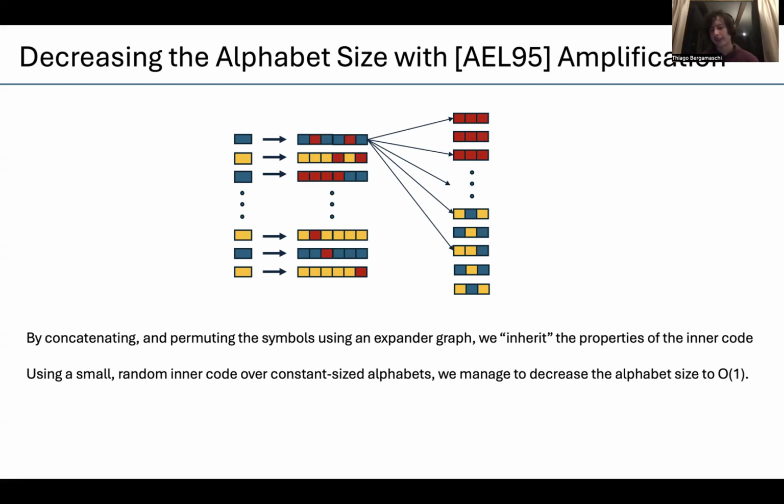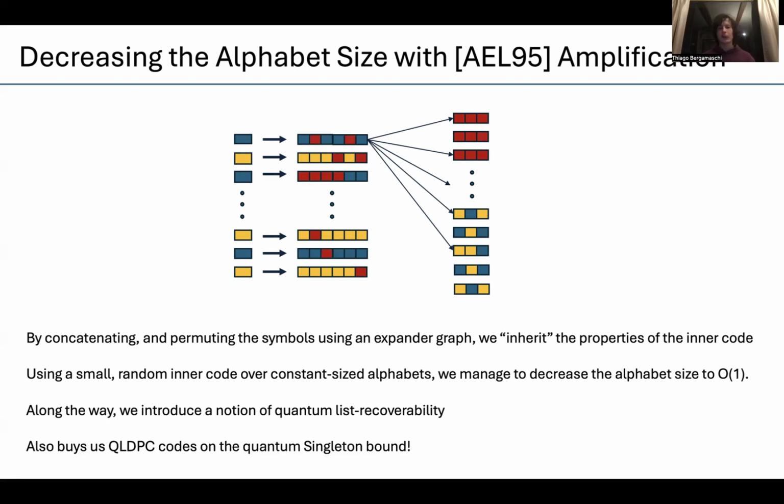To make this work for list decodable codes, we need to leverage a notion of list recoverability, similar to Guruswami and Rudra, which I won't really have time to get into. And finally, to the extent of our knowledge, this is the first application of AEL amplification to quantum error correction. And so along the way, we're able to apply this to the recent constructions of good LDPC codes to boost their rate-distance trade-off up to the quantum Singleton bound.